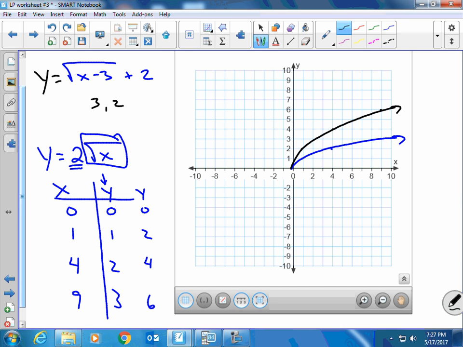All right. That's as far as we're going to go. We can do a lot more. We can flip it horizontally. We can do a whole bunch of stuff, but we'll stick with that for this recording for square roots.